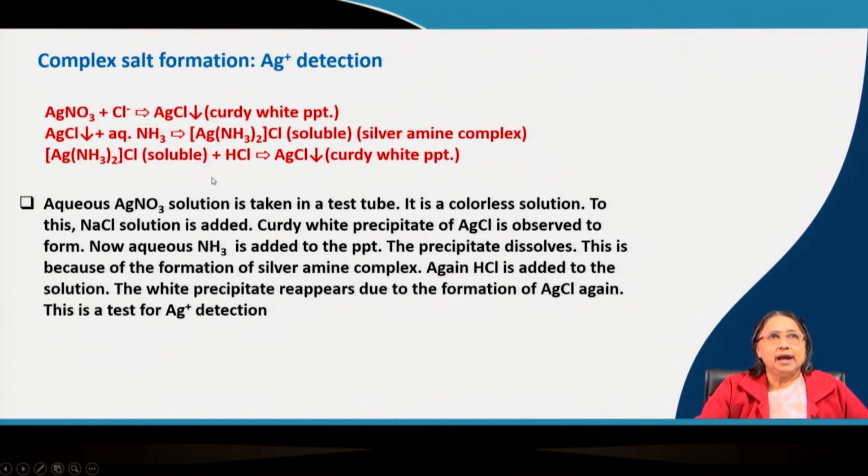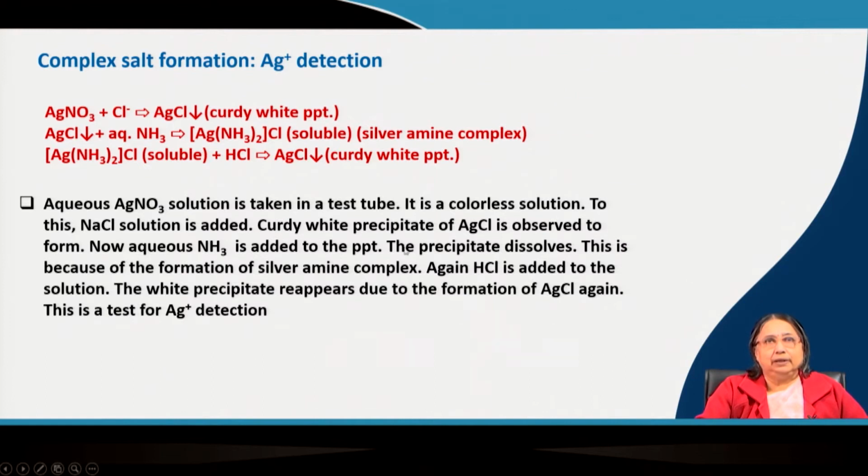What is happening? You take silver nitrate solution in a test tube. It is colorless, we all know that silver nitrate solution is colorless. Now, if you add NaCl solution to this, because this is a source of chloride, what will happen? Chloride will react with silver nitrate to form a white precipitate. It is called curdy white because it is like the curd that we eat. The precipitate will be like this only, and then aqueous ammonia is added to the precipitate.